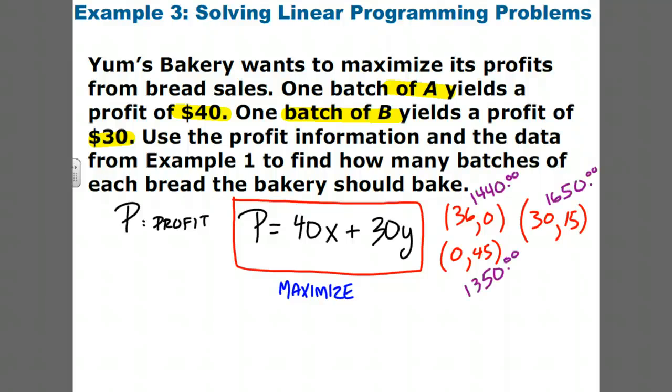So wrapping this up, we're finishing this up. The maximum profit we found to be 1,650 when you bake 30 batches of loaf A and 15 of batch B. So there you have it.